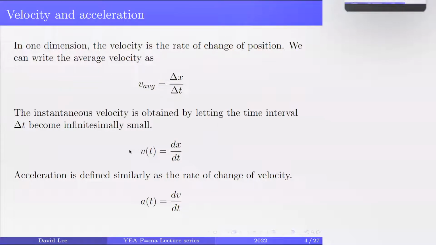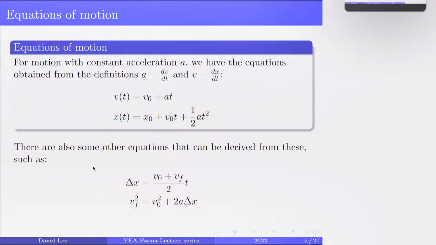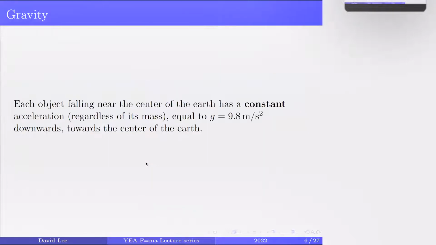And we defined velocity as the rate of change of position, which is delta x over delta t, or in terms of calculus, it's dx/dt. Acceleration is similar. It's the rate of change of velocity, so it's dv/dt. With those, we derived these 2 equations of motion by integrating those 2 equations. From these, we can also derive others, like 2 common ones down below.